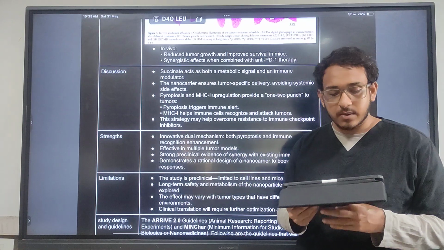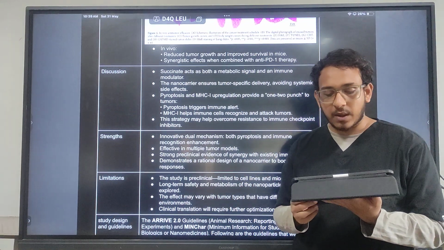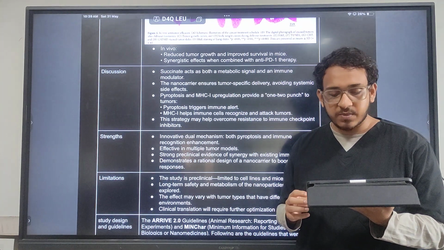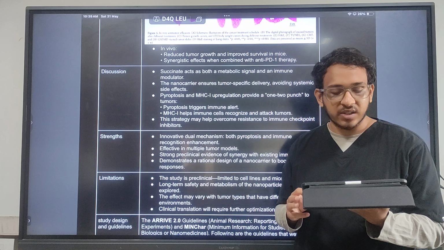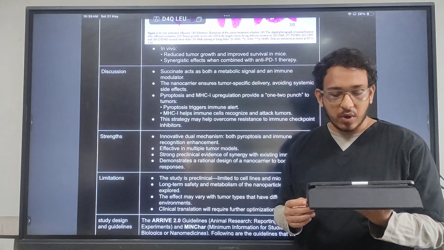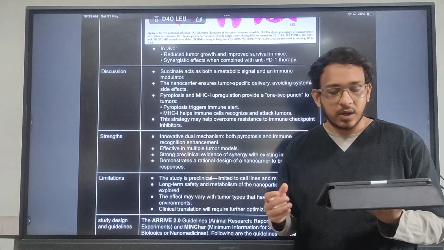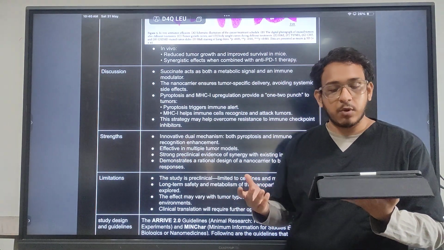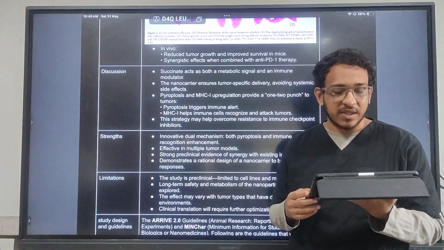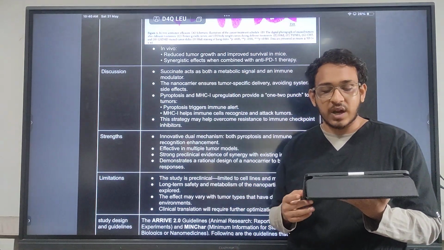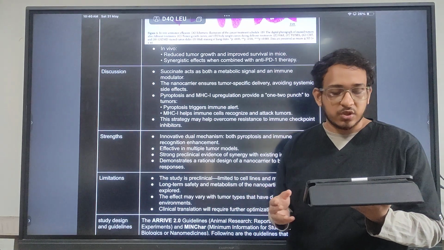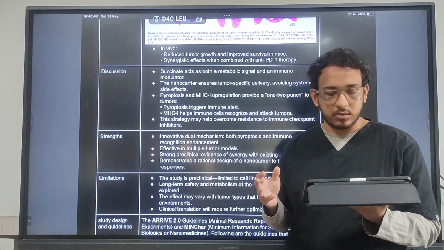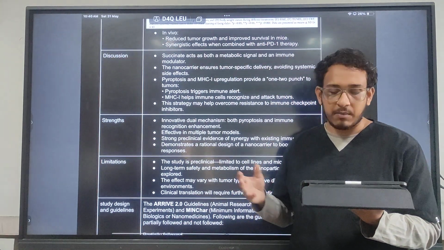So the discussion: the succinate acts as both a metabolic signal and an immune modulator. The nanocarrier ensures tumor-specific delivery, avoiding systemic side effects. The pyroptosis and MHC1 upregulation provide a one-two punch to tumors. So the pyroptosis will trigger the immune alert, and the MHC1 will help the immune cells to recognize and attack the tumors. So this strategy may help overcome the resistance of tumors to immune checkpoint inhibitors.